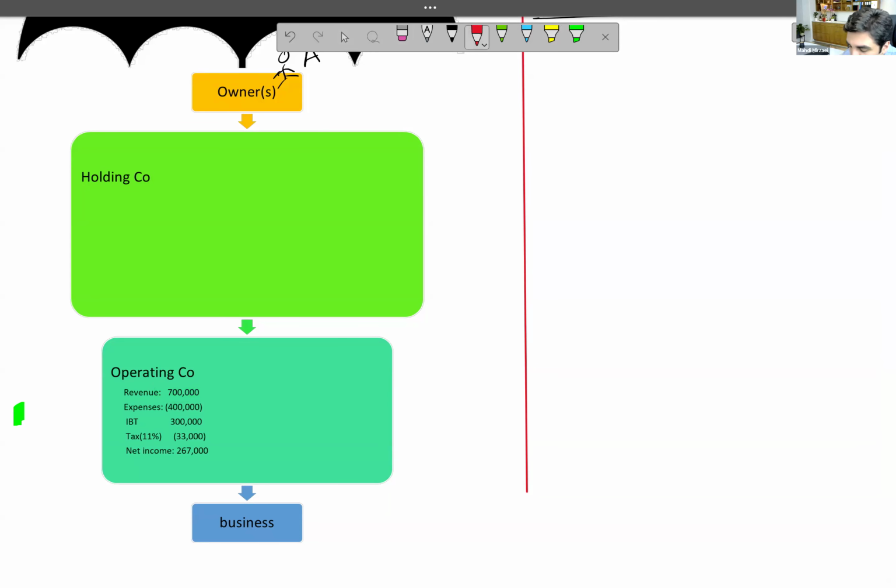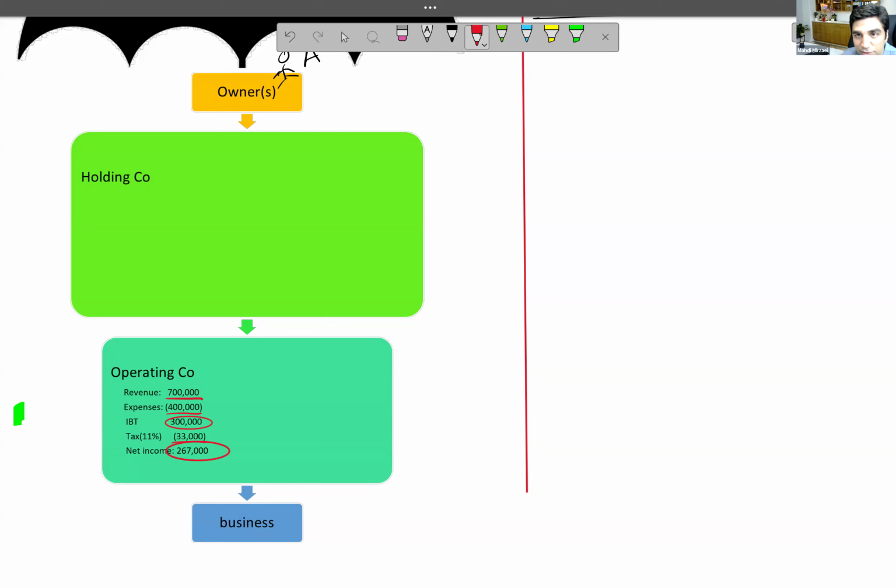The money that they make, the revenue is $700,000. All the expenses is $400,000. A part of it is his salary. So how much is the income before tax? It's $300,000. How much tax they should pay on it? 11%. So it's less than $500,000. So they have to pay $33,000 tax.